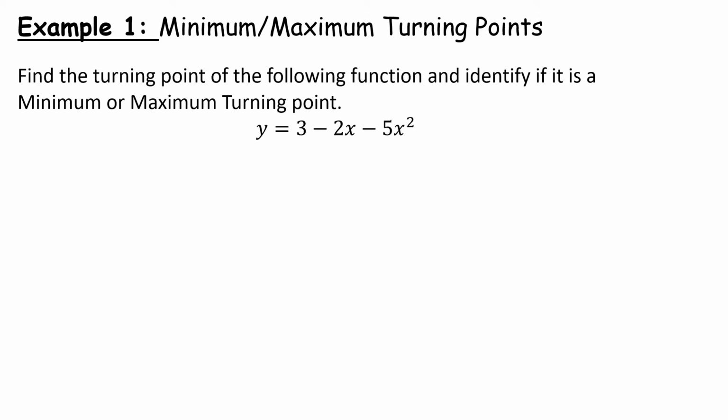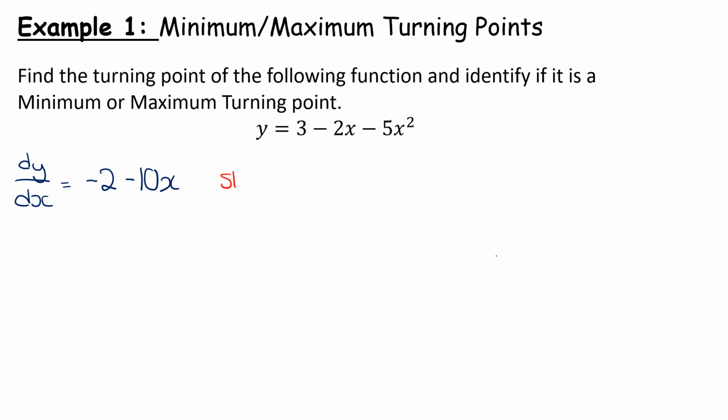Let's look at an example. Find the turning point of the following function and identify if it is a minimum or maximum turning point. Okay, so the first thing we're going to do is to find the slope. So that is the first derivative, dy dx. We're going to differentiate it. We get: the 3 disappears because it's a constant, so minus 2 minus 10x.